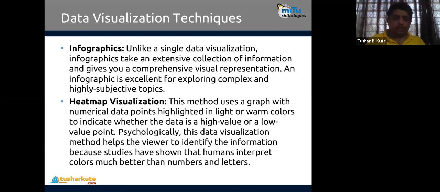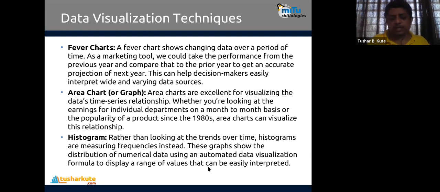So this is a psychological part. Psychologically, this data visualization method helps the viewer to identify the information, because studies have shown that humans interpret colors better than numbers and letters. Yes. Okay. Rather than reading, visualization is great. Instead of numbers, we can use color implementation, by which you can identify the intensity of that number, the high value of that particular number. This is heat map visualization. This technique is also used, and many more are there.